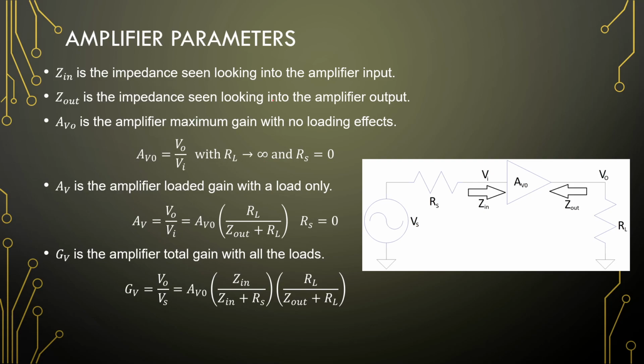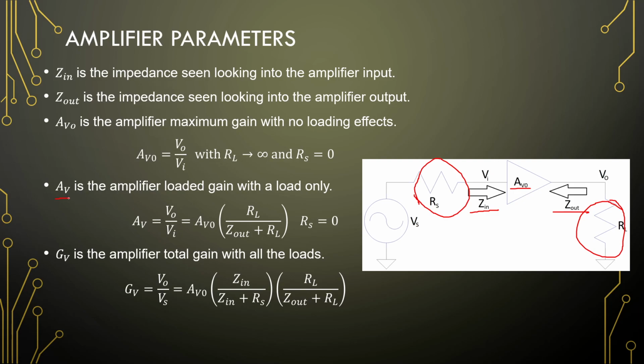Next, we always want to find these three parameters for an amplifier. We want to find the maximum gain, the input impedance and output impedance, and from there we can figure out what will happen if we load this amplifier with different source and load impedances. Okay, so the maximum gain of an amplifier is when the source resistance is 0 and the load is infinite. That will give us the maximum gain of the amplifier.